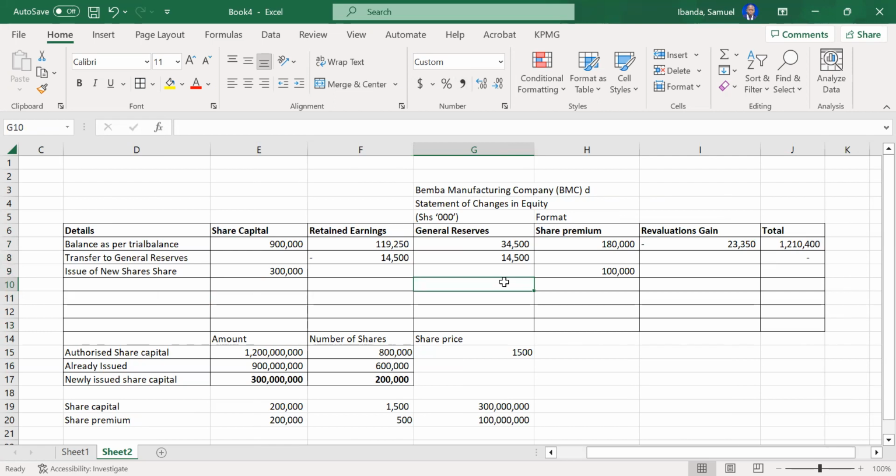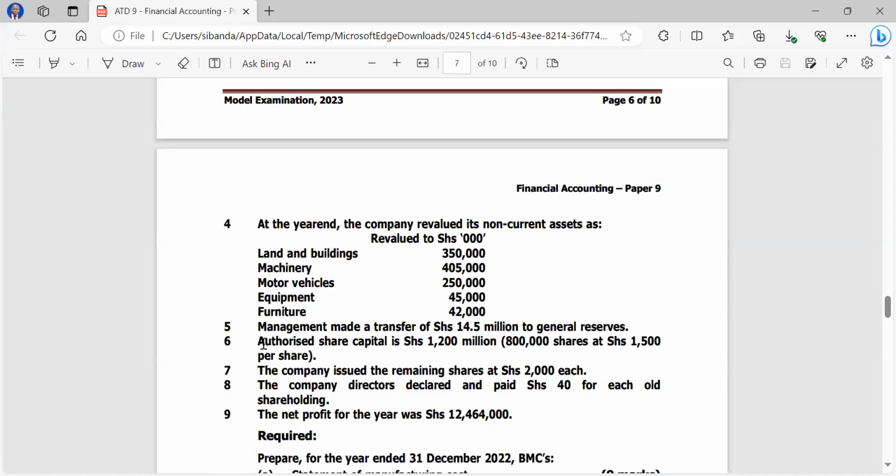Yes, Paul. Mr. Ibanda, what I wanted to find out, remind me how we're coming with the 600,000 under the number of shares. Okay, I'm just going to come back here and say, they are telling us that the authorized share capital is 1.2. And this is a representation of 800,000 shares at 1,500. This is what the company should issue out as authorized share capital.